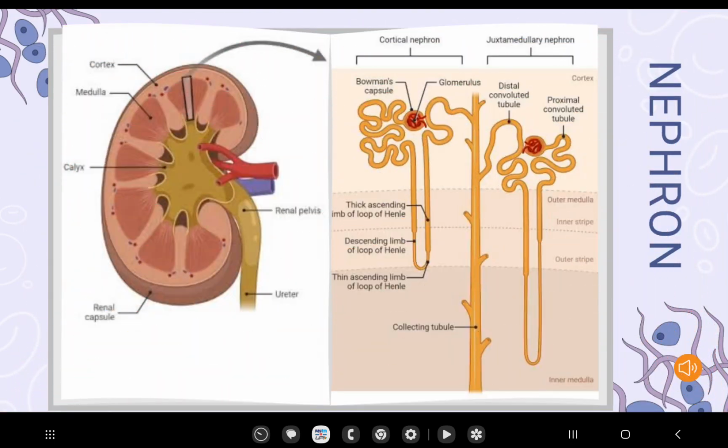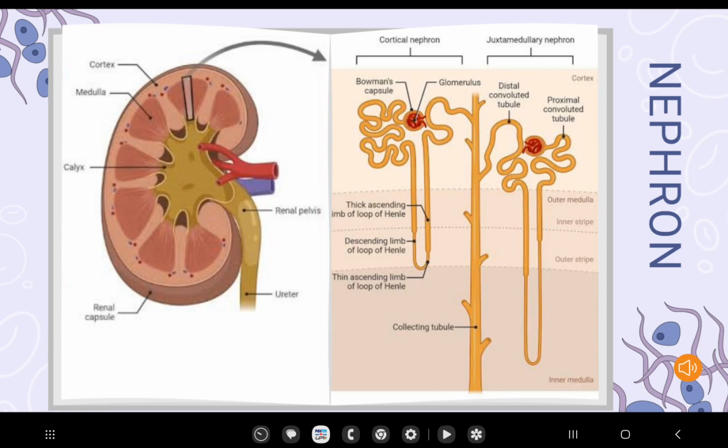Now that we have familiarized ourselves with the structure of the kidneys, let's dive into the nephrons. The nephron is the functional unit of the kidneys responsible for filtering blood and producing urine. It consists of several key components. Renal corpuscle. This is the initial part of the nephron, which consists of two main structures. Glomerulus, a network of capillaries where blood filtration occurs. It is surrounded by Bowman's capsule. Bowman's capsule, a double-walled cup-shaped structure surrounding the glomerulus. It collects the filtrate from the blood.